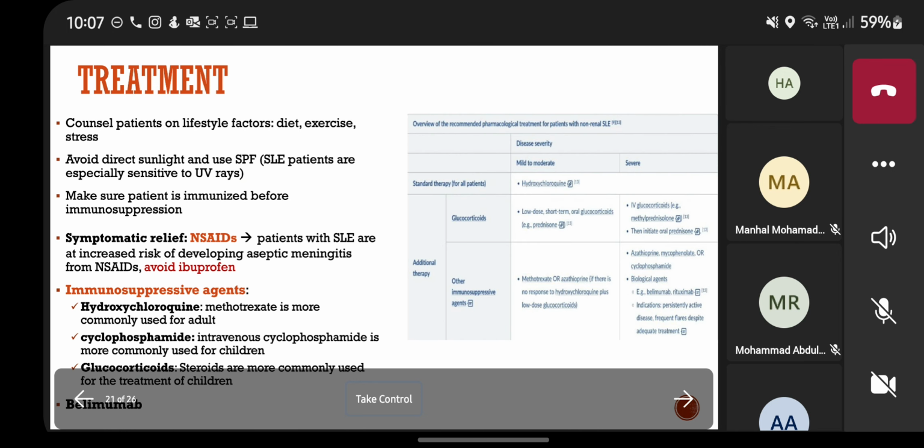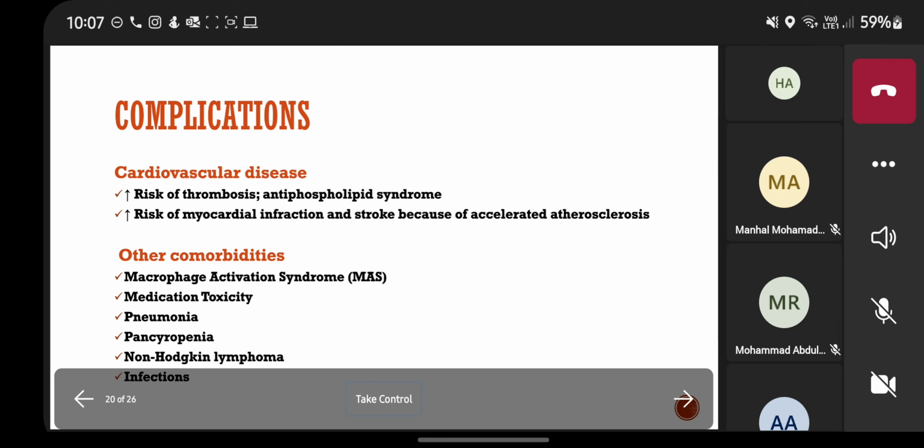Also, pneumonia is one of the complications, which could be caused by bacteria, viruses, or opportunistic organisms. Children here should receive both pneumococcal and influenza vaccines. Also, pancytopenia, non-Hodgkin lymphoma, and infection.